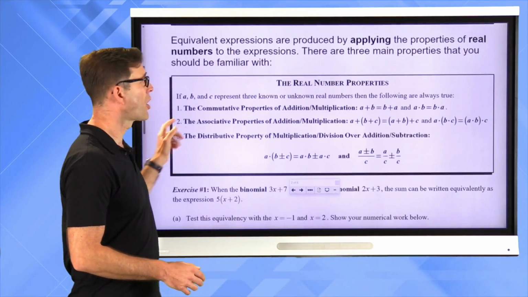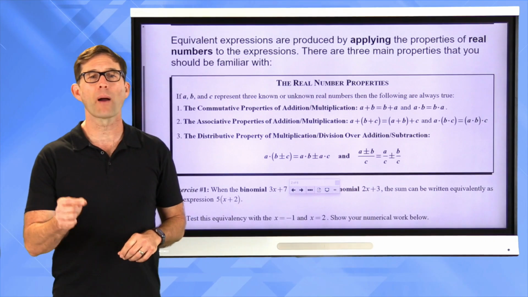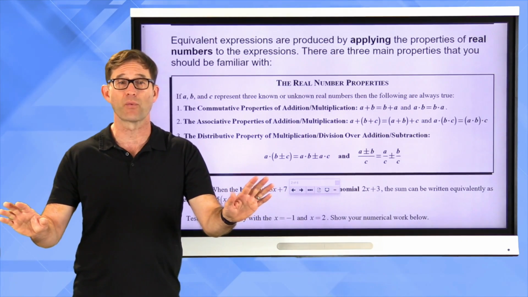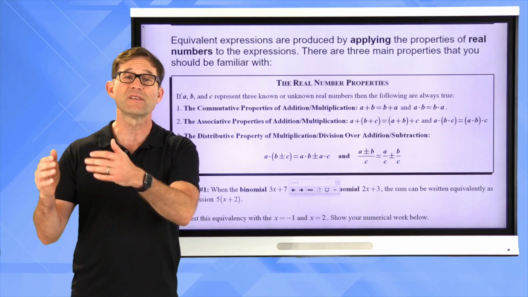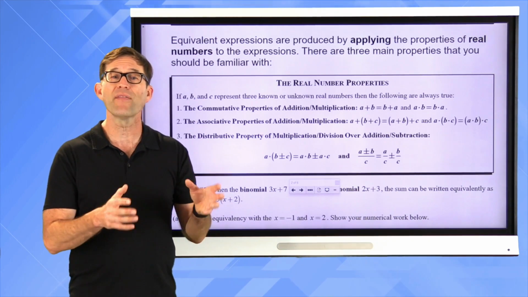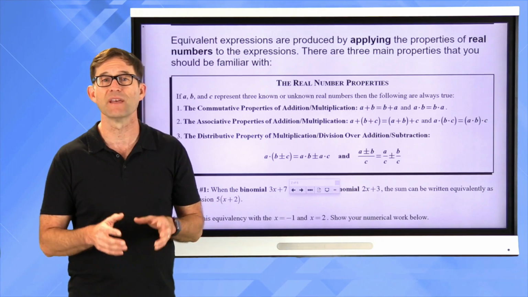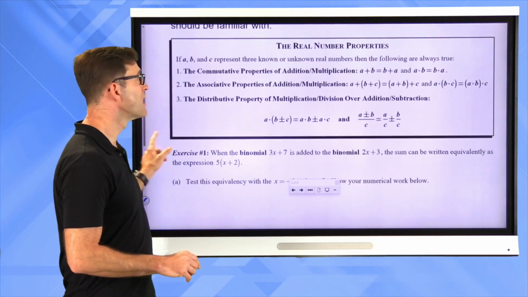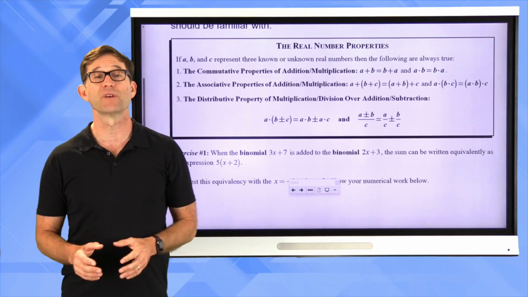Now, equivalent expressions are produced by applying the properties of real numbers to the expressions. And this is the whole idea of algebra, right? The whole idea of algebra is to take properties that really apply to numbers and apply them to variables and expressions in the same way. So let's look at the major real number properties that we use in order to produce equivalent expressions.